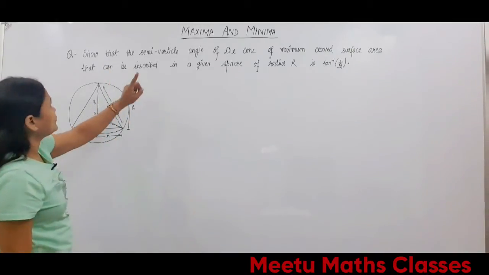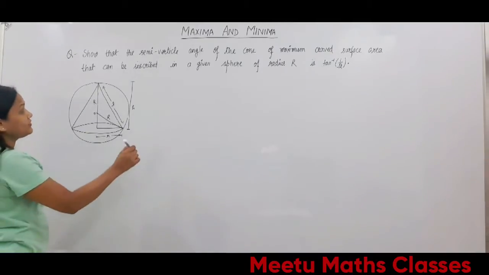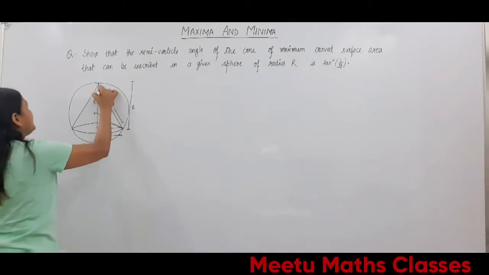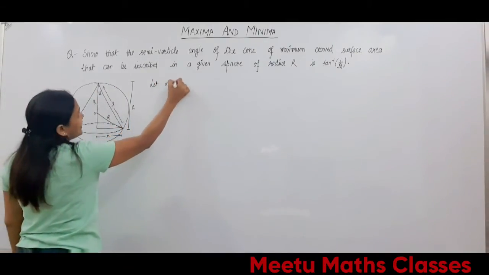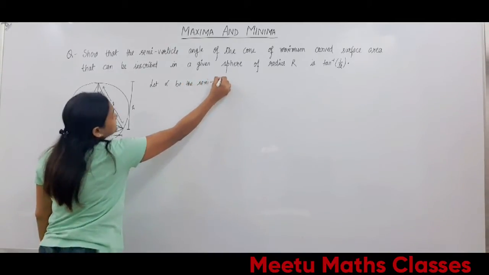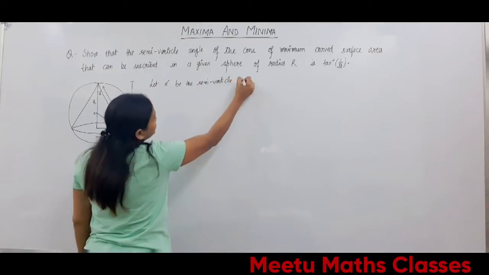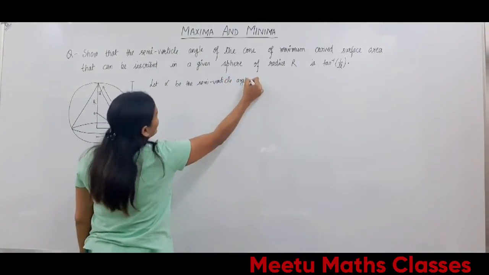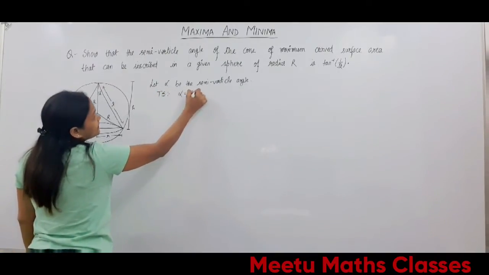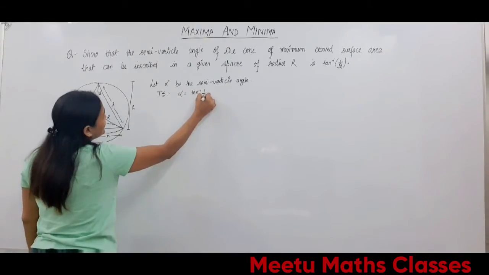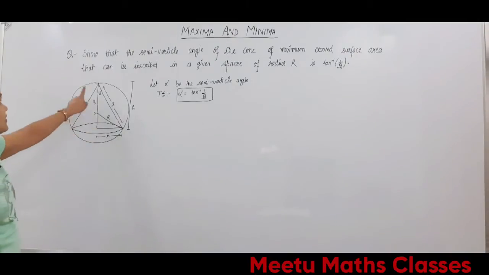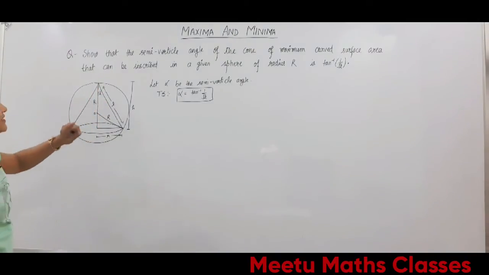Now you have to show that the semi-vertical angle of the cone of maximum curved surface area is this. So let alpha be the semi-vertical angle. So you have to show that alpha is equal to tan inverse of 1 by root 2. You have to show this, and you are given that the curved surface area of the cone is maximum.